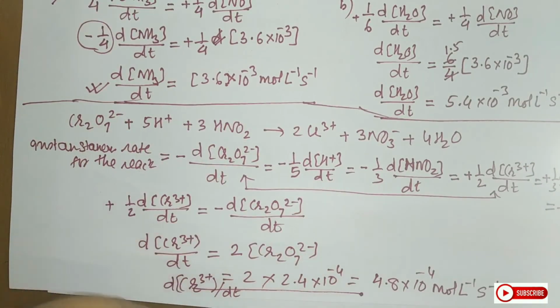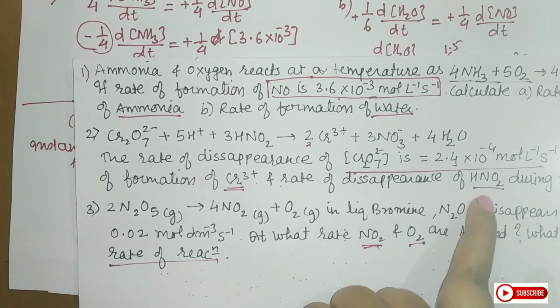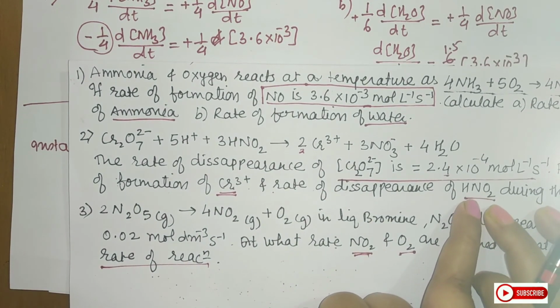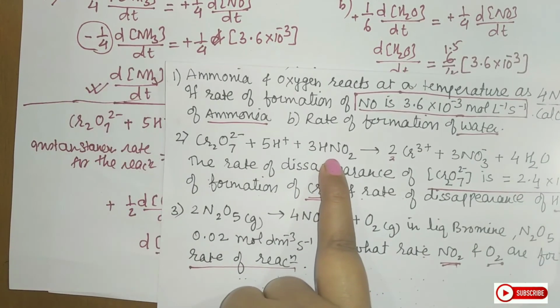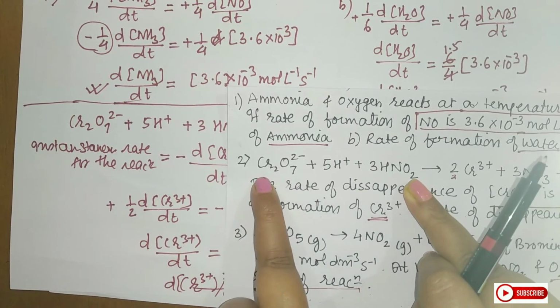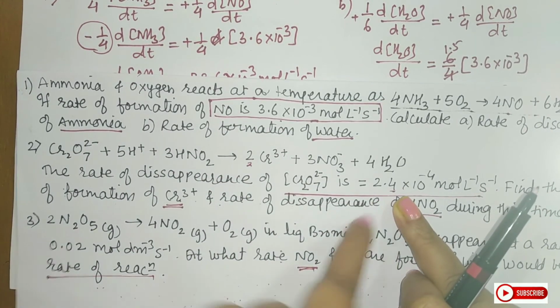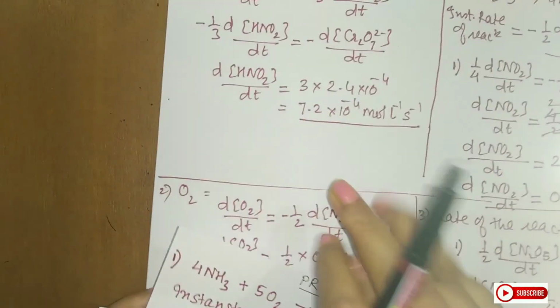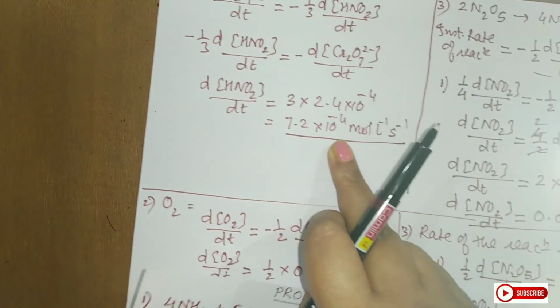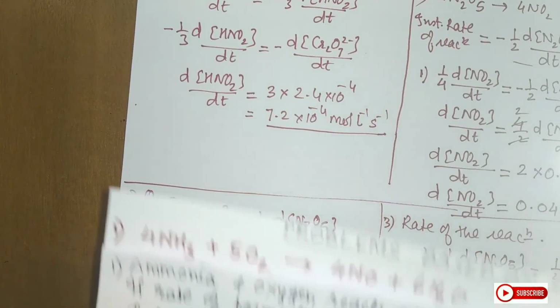If you go for the next one, they are asking for HNO2. From the equation, if you see, HNO2 is 3 times that of dichromate. So this will also be multiplied by 3, and therefore you get the answer, that is 3 into 2.4, that is 7.2. So this is very easy to do.